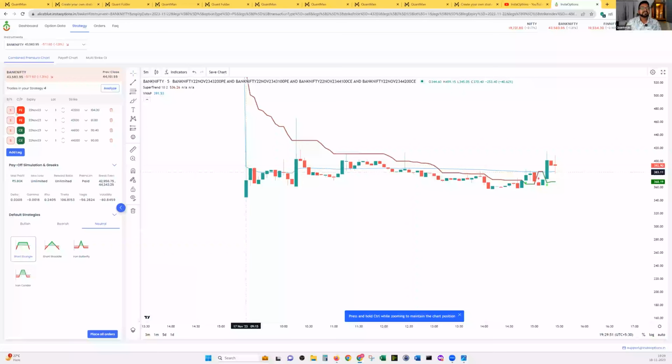And see, you have the power to combine all these individual premiums. How does this 392 value come? It just sums up the values and plots them as a single chart. On that, you put the super trend engine and just drive it. It will make some crazy results.